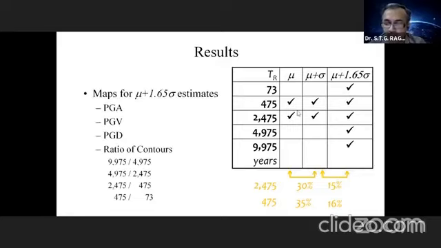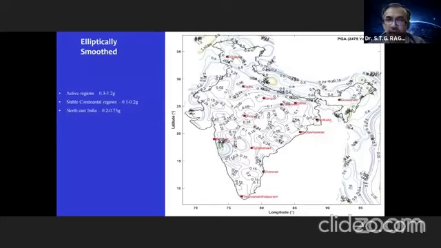Now, when you move from mean to mu plus sigma, say, for 2500 year return period, the values increase by 30%. And from mu plus sigma to mu plus 1.65 times sigma, we have observed that the values increase by about 15%. Similarly for 475, these values are slightly on the higher side. So these are the contours actually. This is the 2,500 year return period contour map of PGA all over the country.